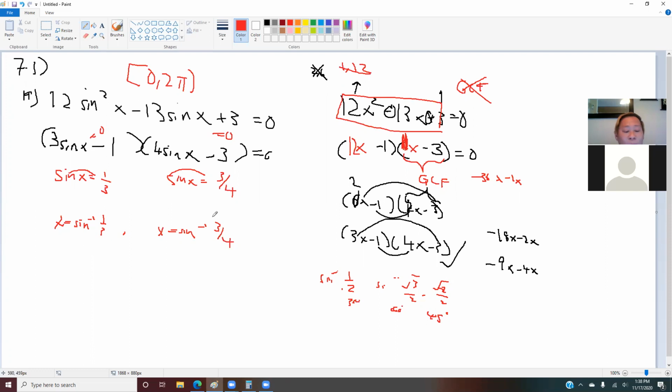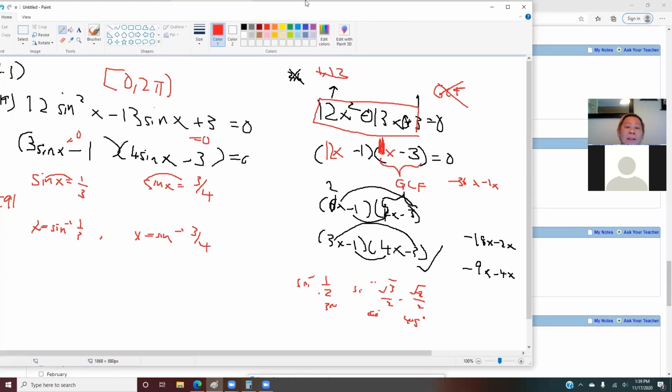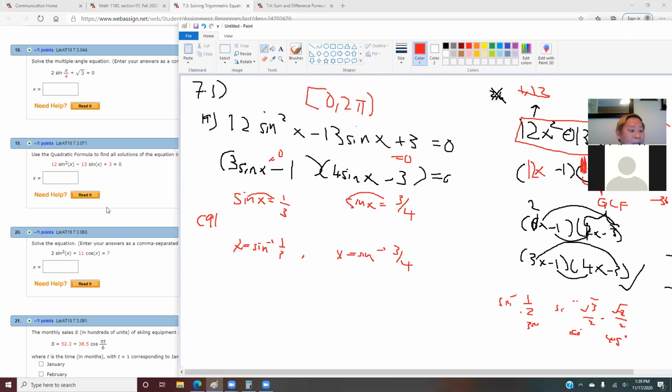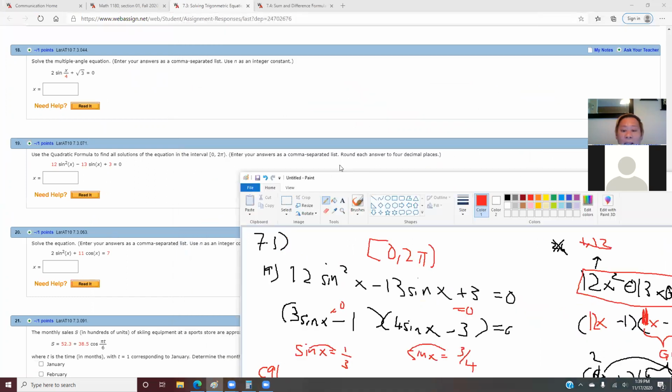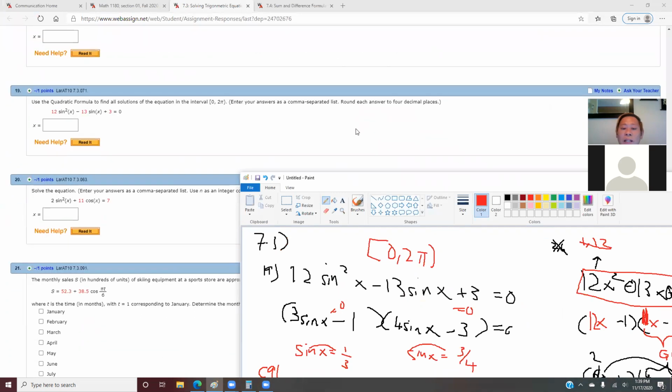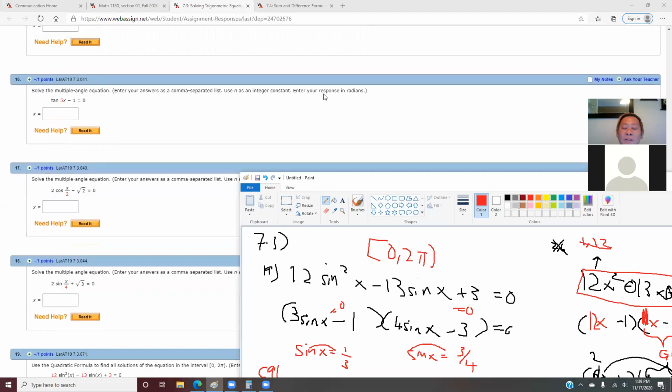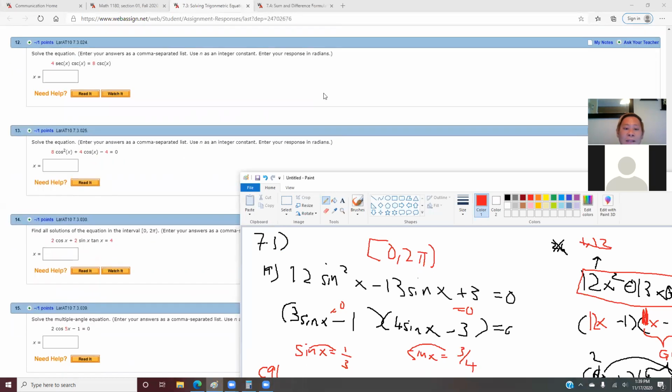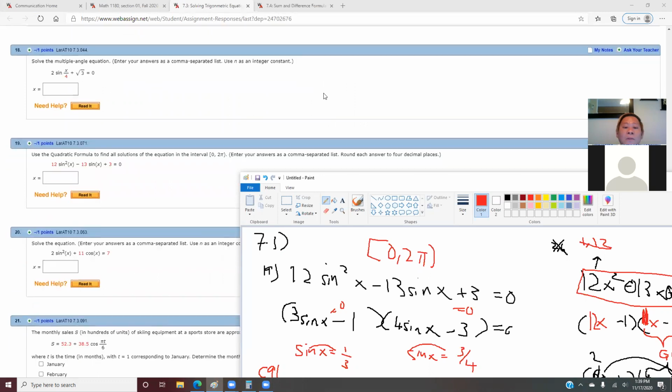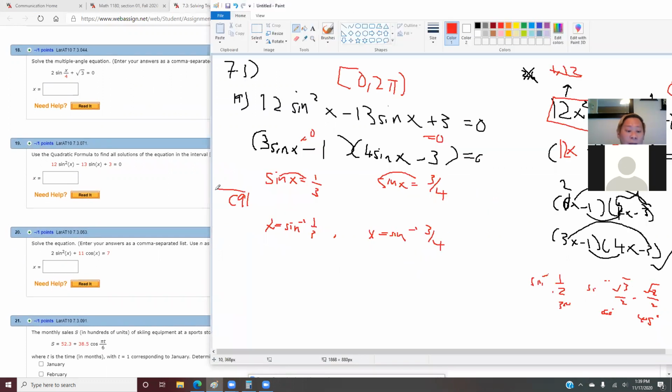But this is 1/3 and 3/4, so you actually have to use a calculator to figure it out. That's the reason why, when you look at question number 19 here, they want your answer in 4 decimal places. Usually they don't ask you for that. They just ask you for answers in radians. This one asks for 4 decimal places, which means you have to use a calculator.